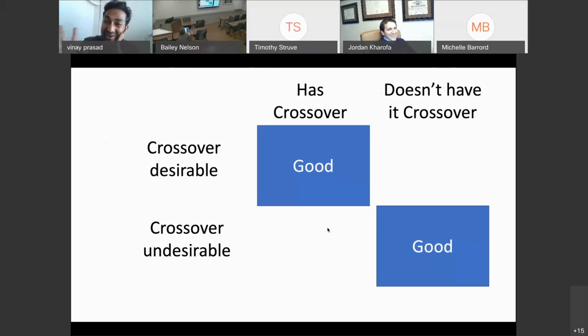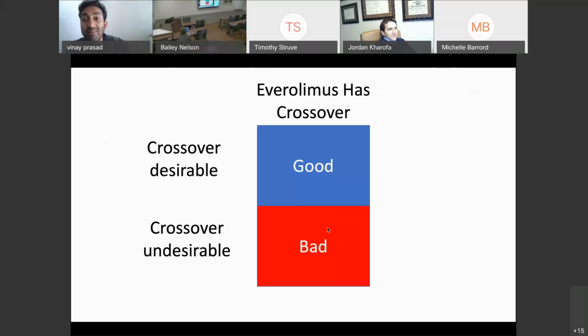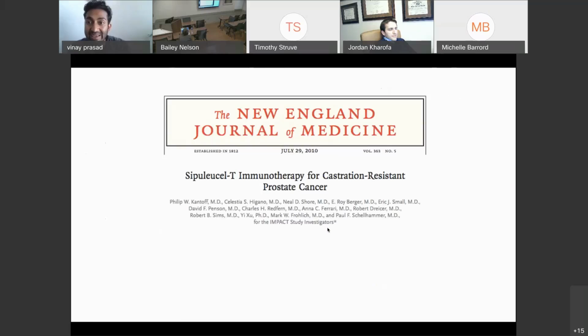Okay, so good. We agree. Those combos are good. And if you wanted it and you didn't get it, or you didn't want it and you got it, that's bad, right? So let me show you two examples of the bad. So everolimus has crossover, the company says, but I haven't told you, did I want crossover or didn't I want crossover, right? So here's a trial, Sipuleucel-T. It's that Provenge cancer vaccine.